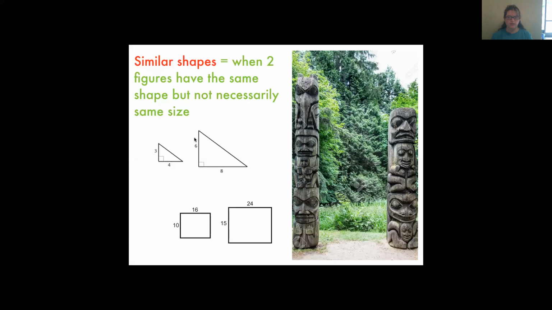So similar shapes are when you have two figures that have the same shape, but not necessarily the same size. You can see the totem poles, they're the same shape, but they're not the same size. Same with the two triangles and the two boxes, or squares, rectangles, actually.